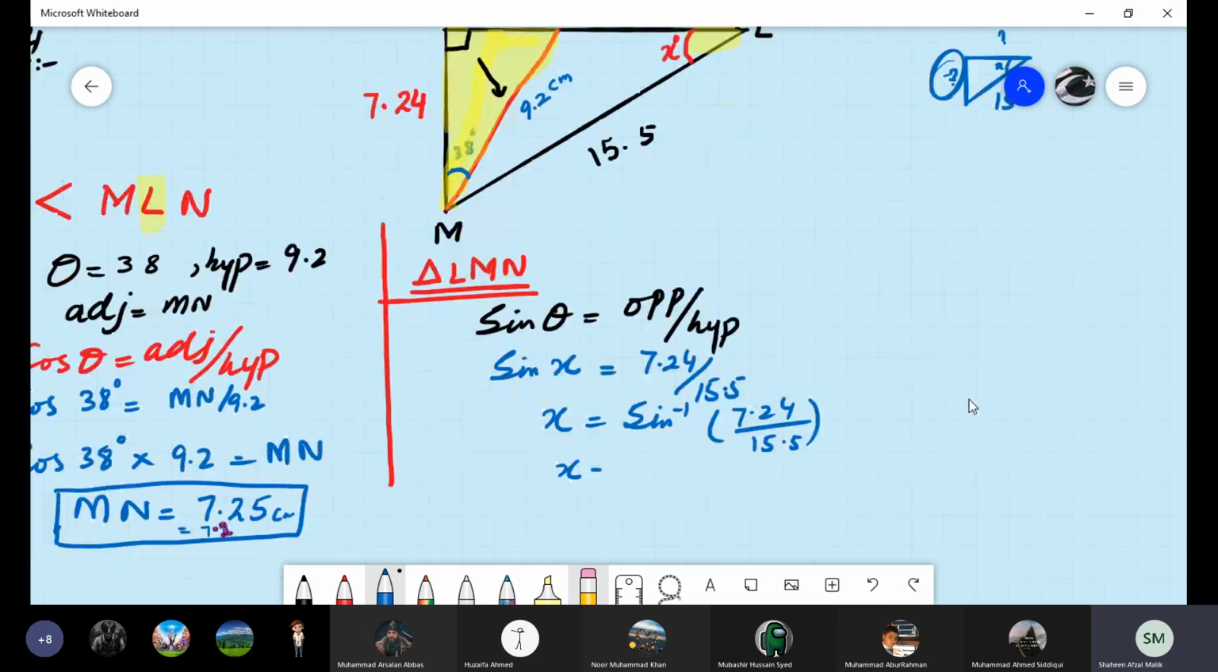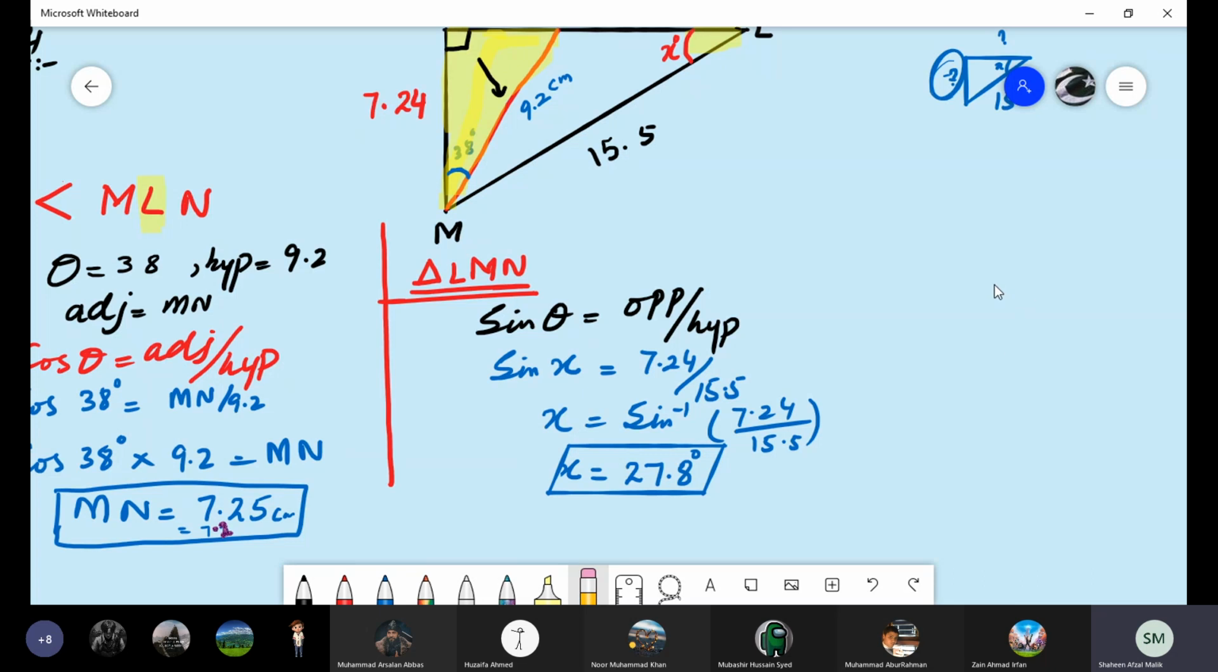What's the value of X? 27.8. 27.8 or 27.9? Ma'am, it's 27.88. Ma'am, so they're rounded. 27.84. Yes, 8.4, so it will be 27.8 only. Yes. If you are getting 8.5 or 8.8, then it will be 8.9, okay? So 27.9. Yes, boys. So this is the answer for the angle.